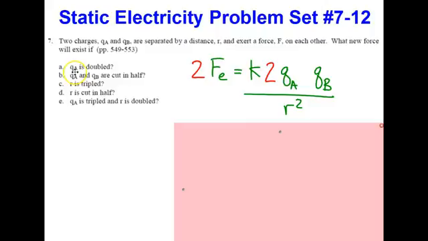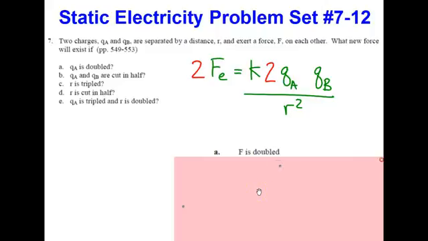For example, in A, they say QA is doubled. Well, if you double QA, Fe is directly proportional to the product of QA and QB. So if you double QA, that means you also double the force. And so the answer to A is F is doubled.